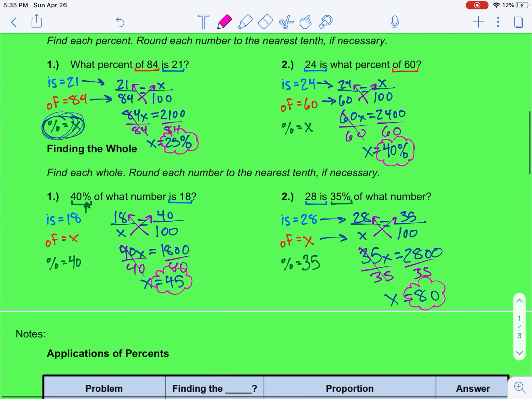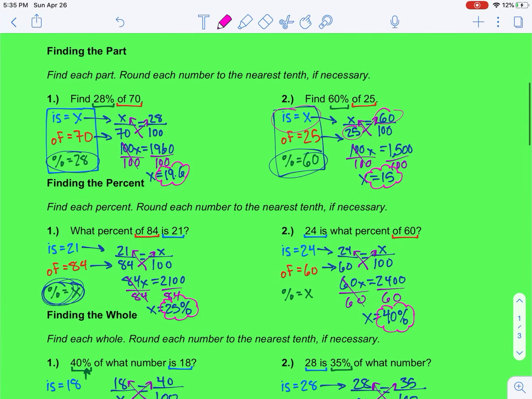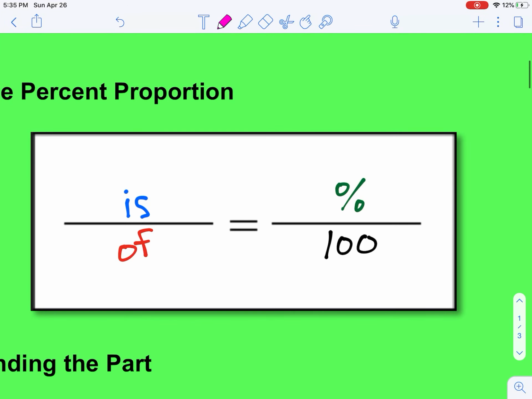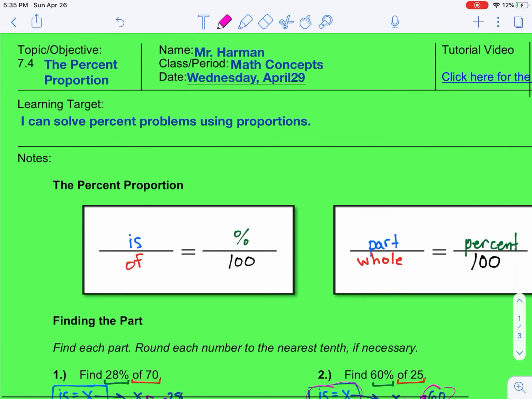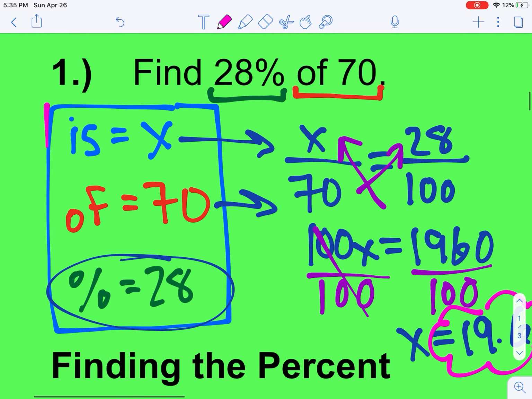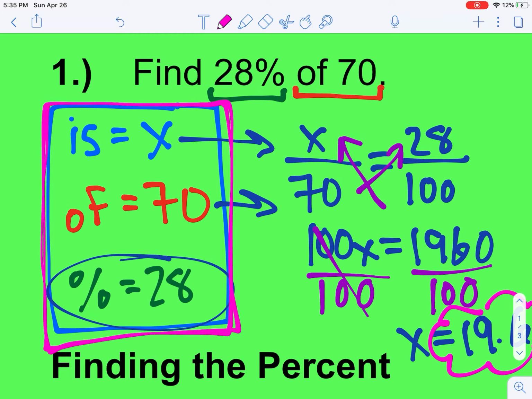All right, ladies and gentlemen, that is it for our example problems. We did quite a few today. I know it's a little longer of a video than what we're used to. Remember, this is the percent proportion that we're using today: is over of equals percent over 100. I highly, highly recommend making sure that you write the is and the of and the percent on the side just like this, filling them in as if they were variables, and then substituting them in to the proportion.